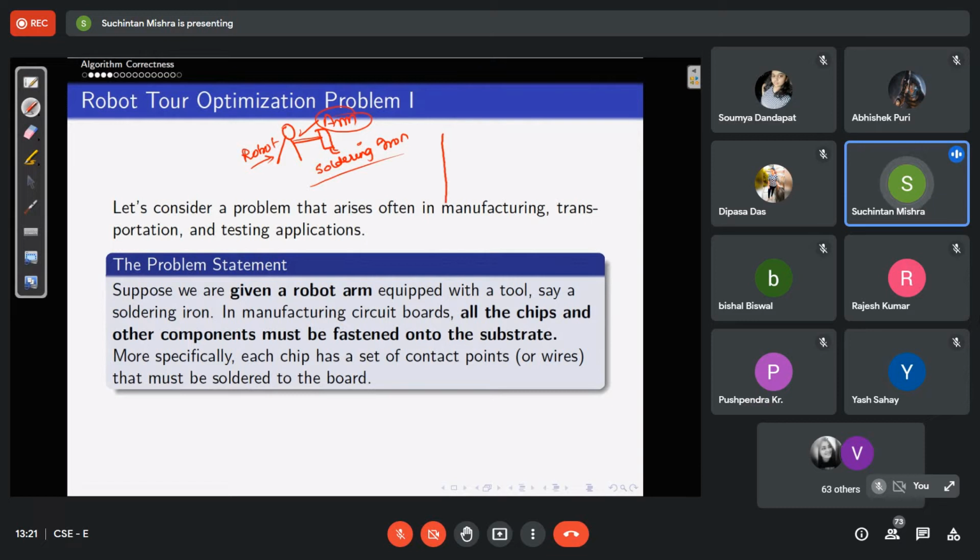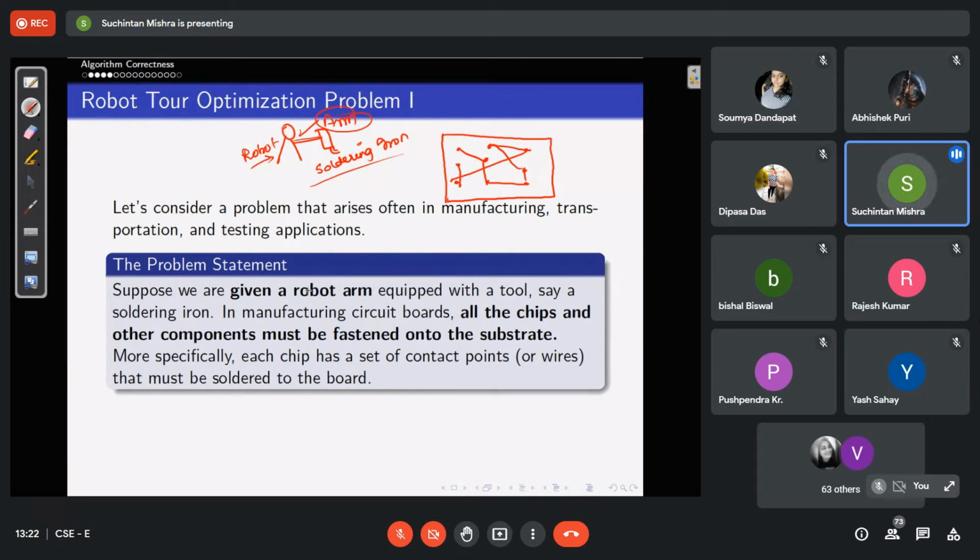Now, if you have seen a circuit board that is in your home, you would see that there are several points in the board. These points have to be soldered like this, something like this, and then a circuit will be formed. If you have seen the back of the circuit board, this is how it looks. So the soldering of wire should be there.